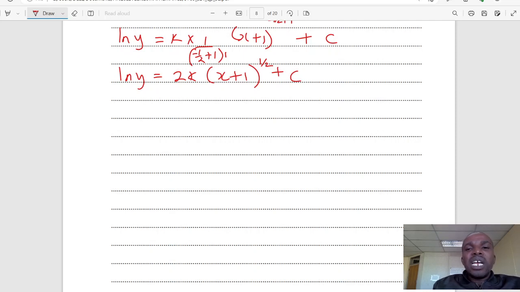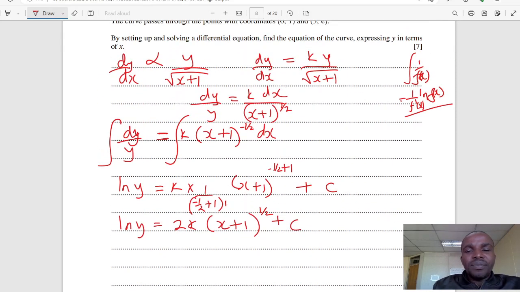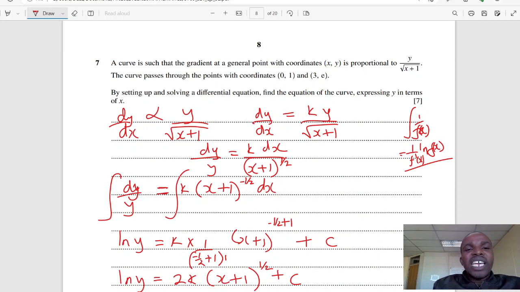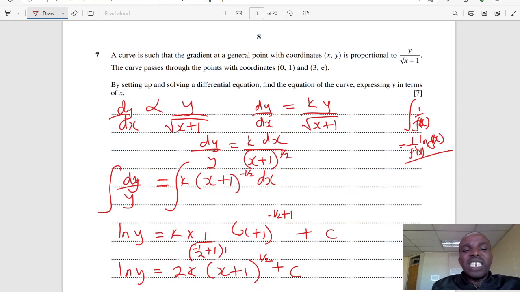Then from this part, I am given that the curve passes through the points with coordinates (0, 1) and (3, e). So it means these points satisfy this equation, right? This one is the equation of the curve, so I have to substitute to find my constants k and c. After that, I will have to make y the subject of the formula, because my question is asking me to express y in terms of x.